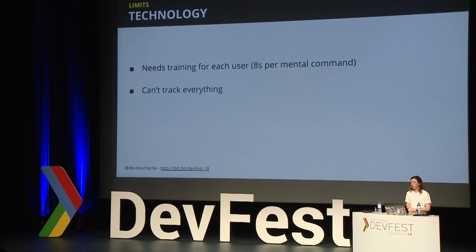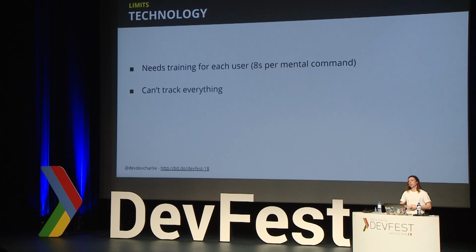You can't track everything. As I said before, the Emotiv doesn't allow you to have access to raw data. I mean, you can if you buy the license, but that's a bit expensive. If you don't use it every day, I don't know if it's really useful for everybody. So you only have access to the events that they let you use.